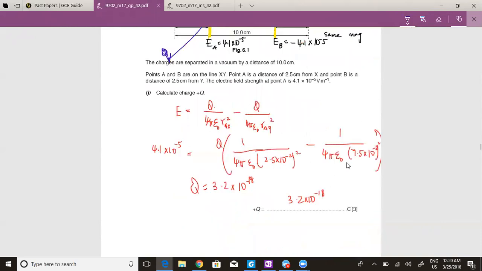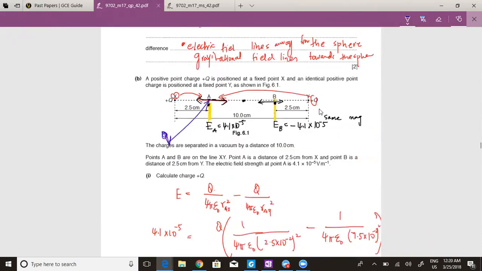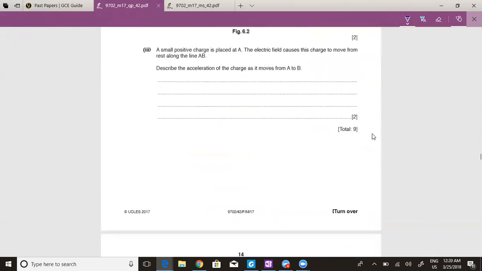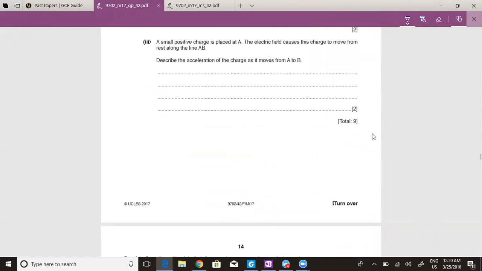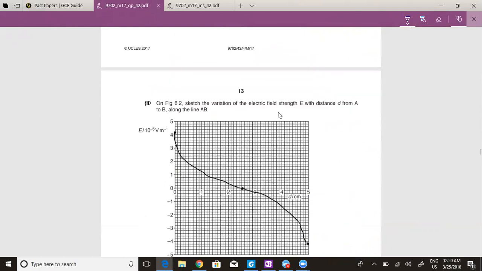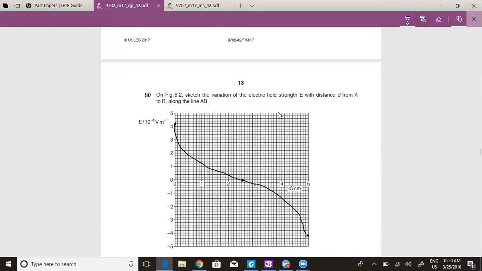Like a roller coaster. Exactly. Up, down, up. Oh, up again. Another loop. The electric field causes the charge to move from rest along the line AB. Describe the acceleration of the charge as it moves from A to B. It's like we place the charge on the roller coaster here.